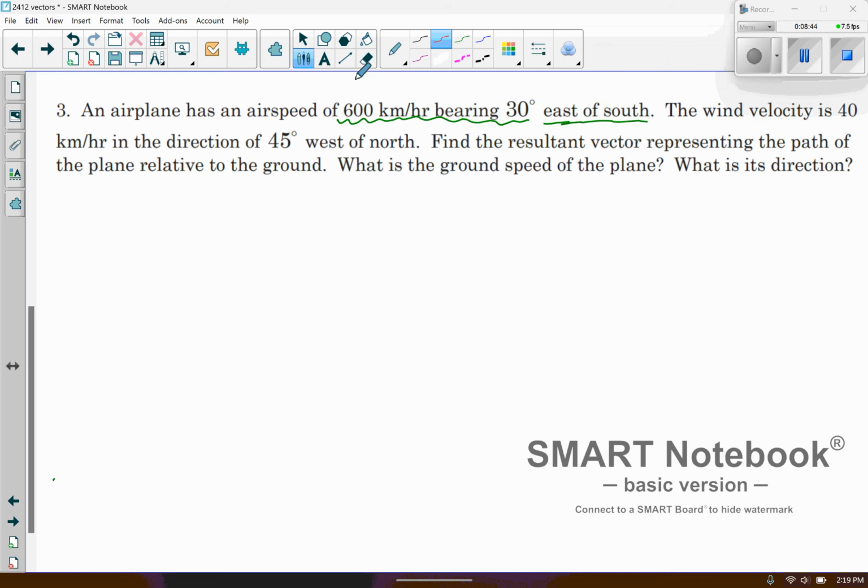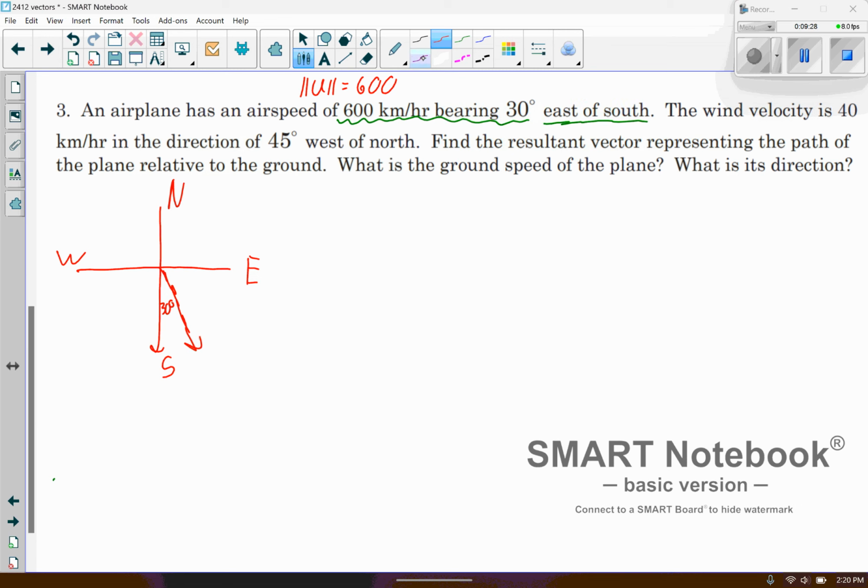So we'll call this vector u or whatever. My magnitude for this one is 600. And then the direction, you have to be a little careful on this. Sometimes the wording can be a little confusing. So the bearing is 30 degrees east of south. So here's north, east, south, and west, right? So 30 degrees east of south. If you're looking south, you're going to turn 30 degrees to the east. So that's 30 degrees east of south, okay?